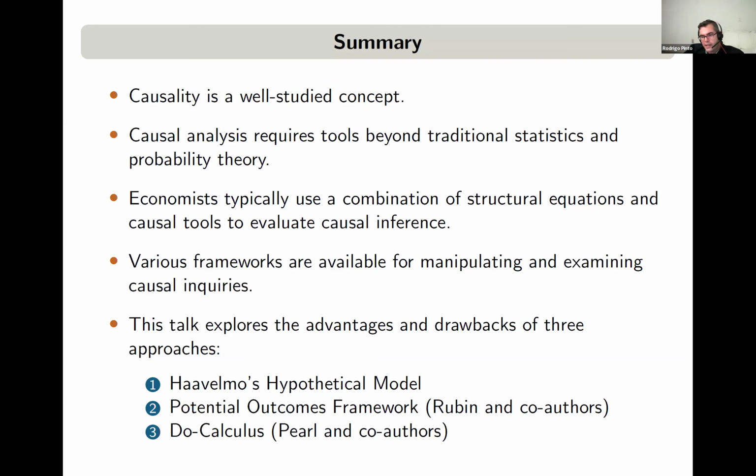And hopefully at the end, I'm going to talk about some new approach that might be new for some of the audience. I'm especially going to talk about what I call the hypothetical model. It's a model that's kind of based on Haavelmo's idea on causality, the language of potential outcomes of Rubin that everyone knows, and also the do calculus of Pearl.